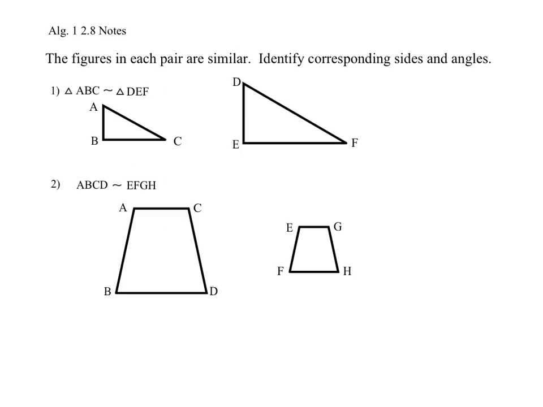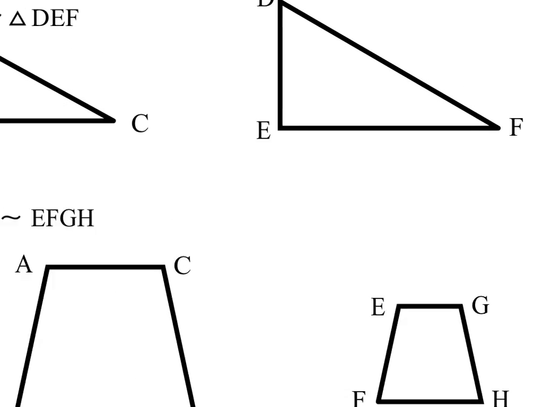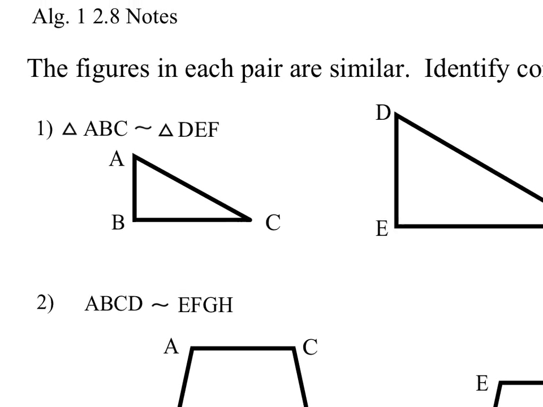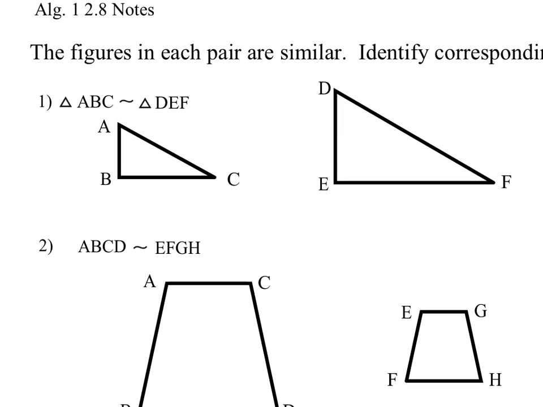Alright, so for number 1, it says the figures in each pair are similar. Identify the corresponding sides and angles. What we're going to do on this one, let's zoom to about right there, is figure out that angle A is the same, or it is congruent to angle D.